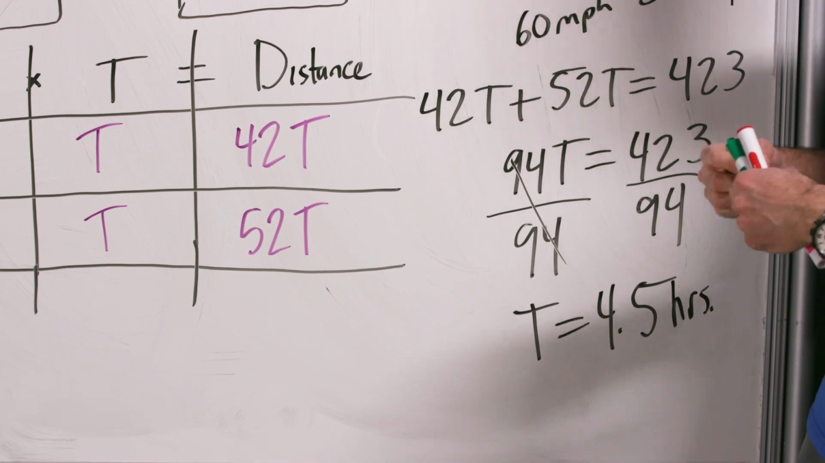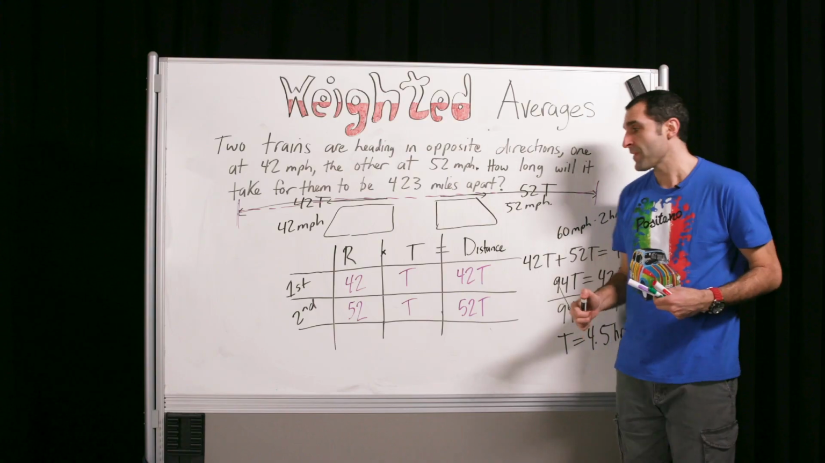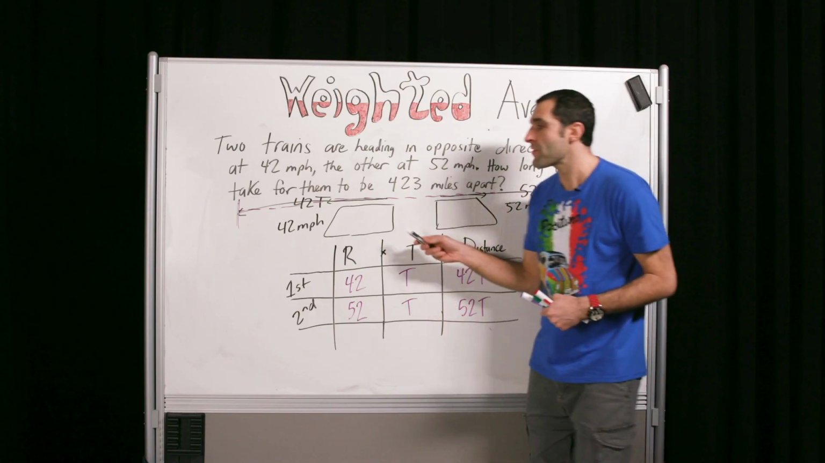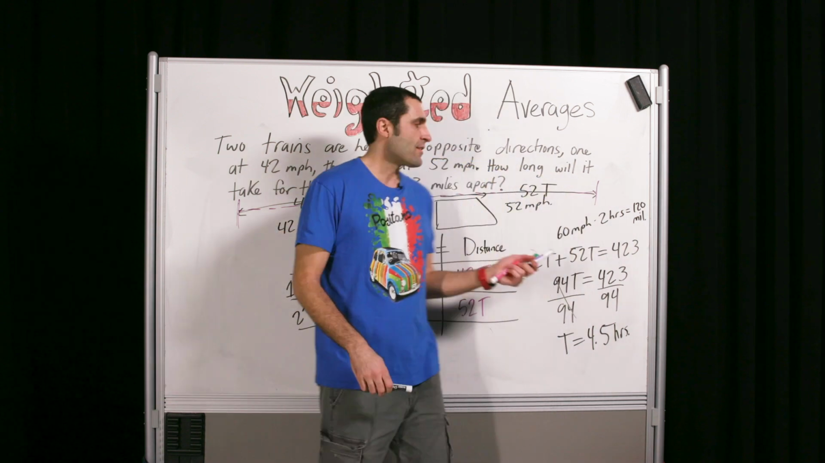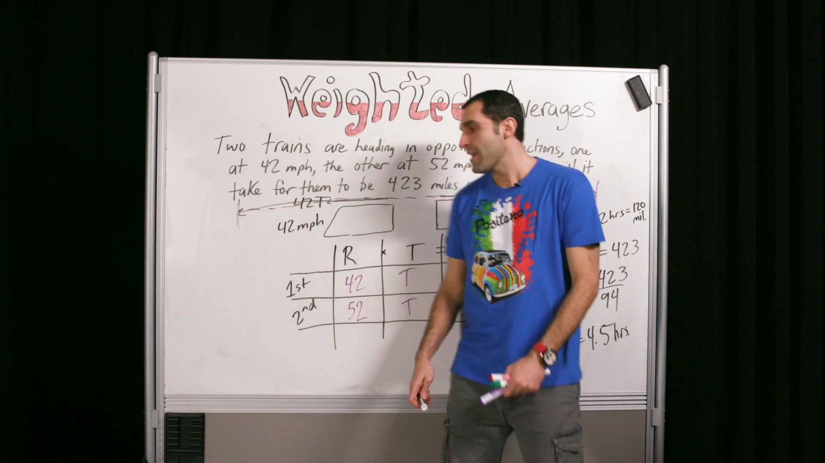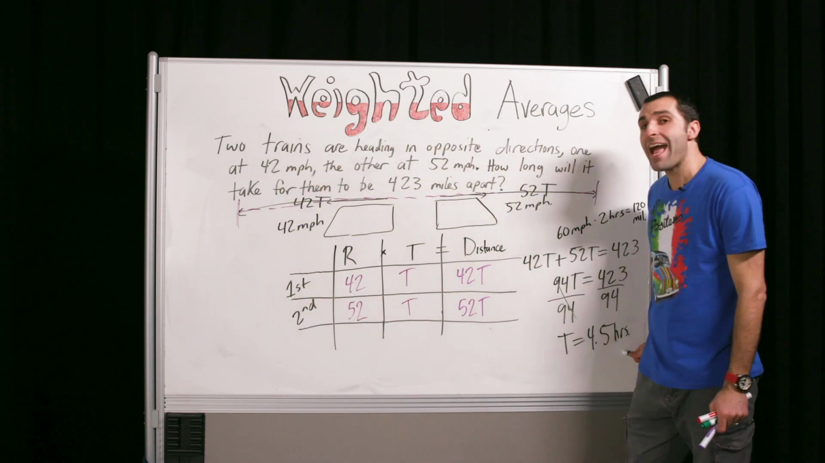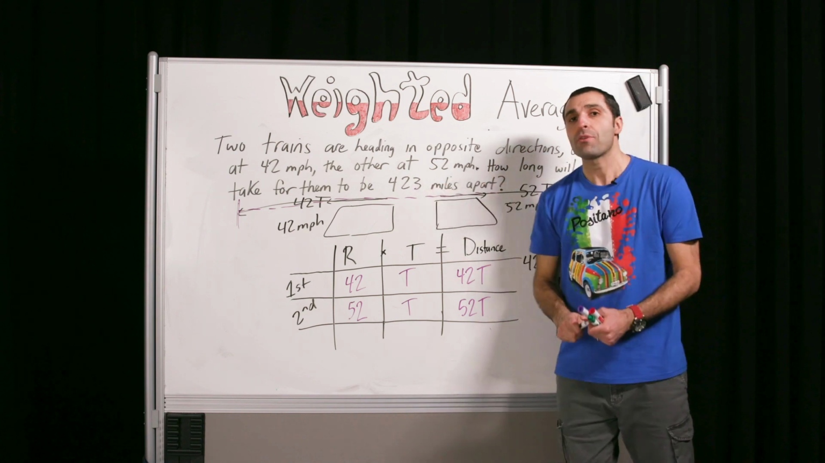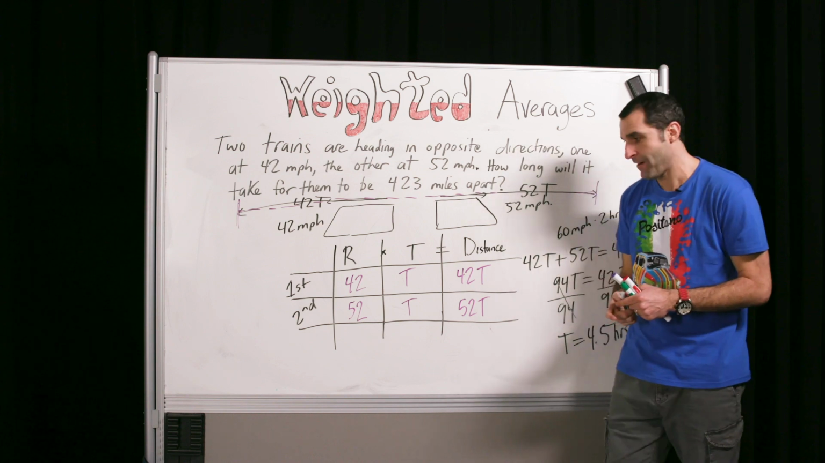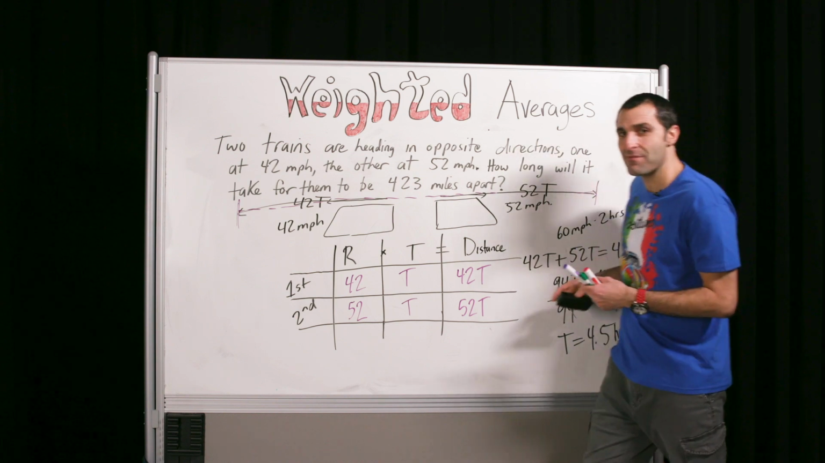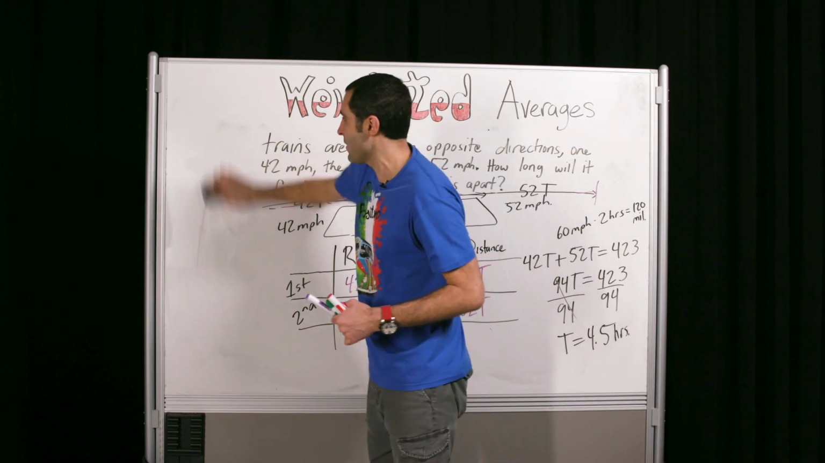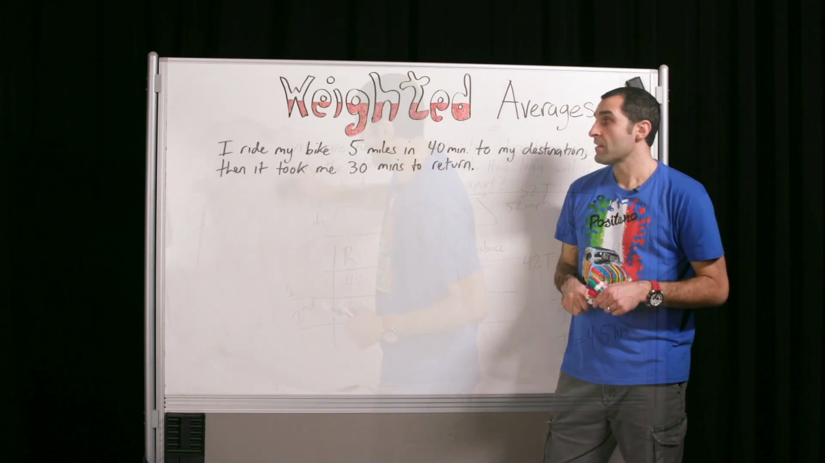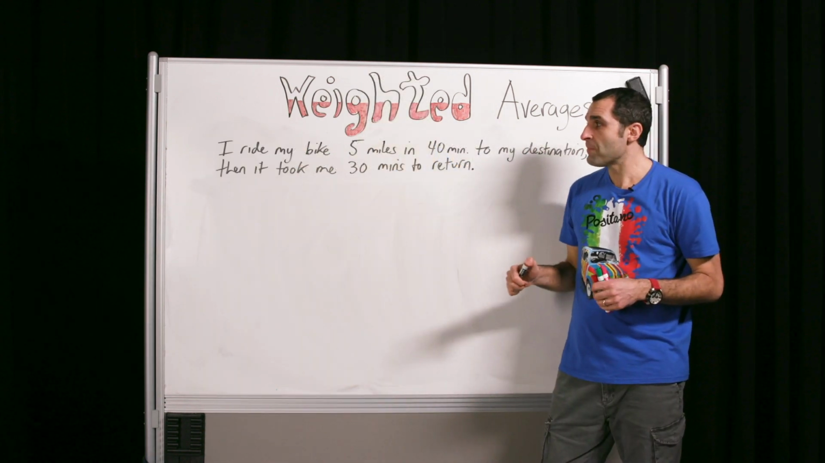So it's important to articulate it in a full sentence. If one train is going in one direction at 42 miles an hour, the other train going at 52 miles an hour, after 4.5 hours, they would be 423 miles apart. All right. Something satisfying about it. 2 down, 2 to go. Good. All right, next problem.